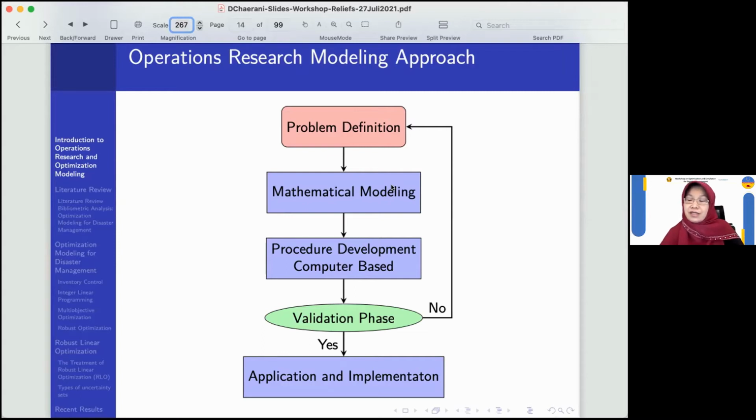And then in optimization, when we work with linear functions and linear variables, it means that we can create the linear model. Let's say that if it is not linear, we have a polynomial or an exponential. It means that the mathematical modeling that we can use is linear programming. And after the validation phase, we will do the application and implementation, something like that.